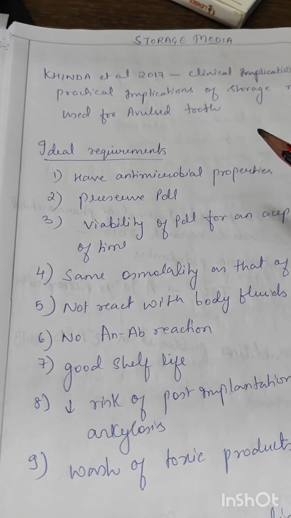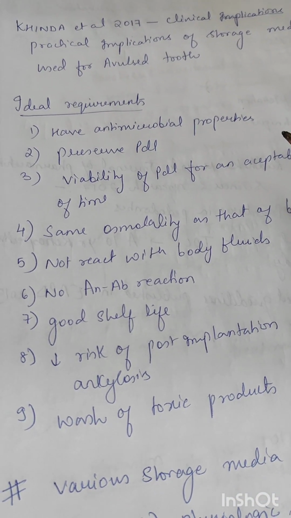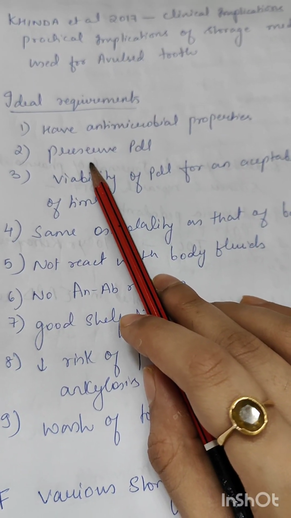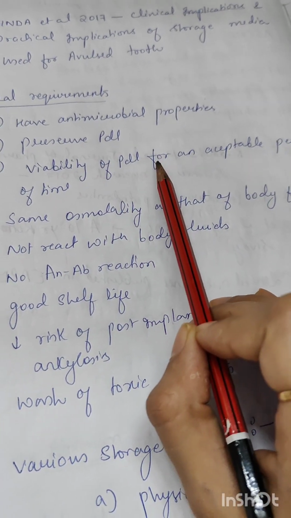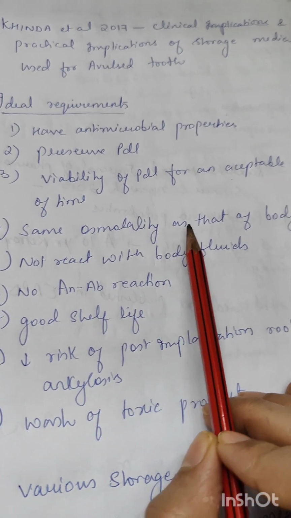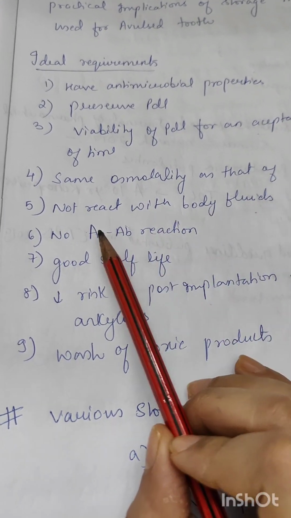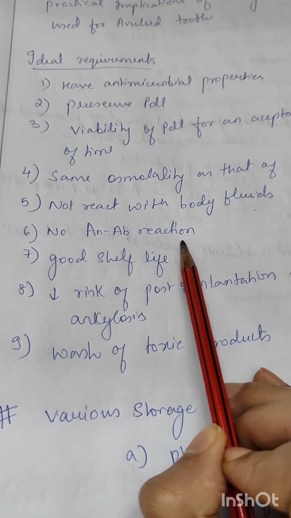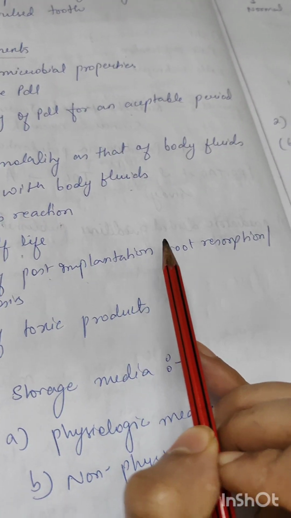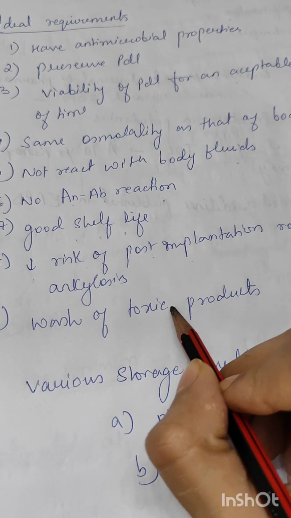So what they have told in their article is that the ideal requirements for storage media are: it should have antimicrobial property, it should preserve the PDL, the viability of the PDL cells, for an acceptable period of time, it should have the same osmolality level as that of the body fluids, it should not react with the body fluids, no antigen antibody reaction should be there, it should have a good shelf life, it should decrease the risk of post implantation root resorption or ankylosis, and it should wash off the toxic products.